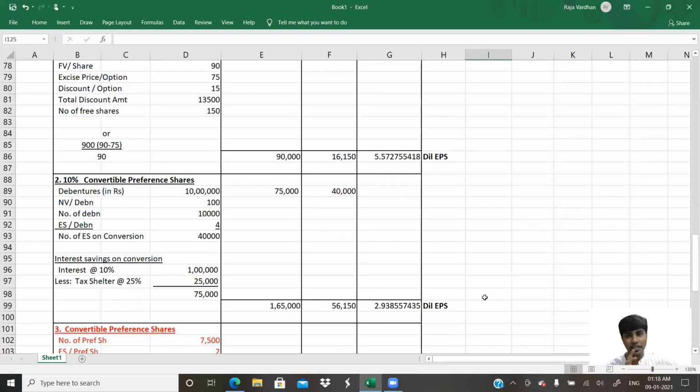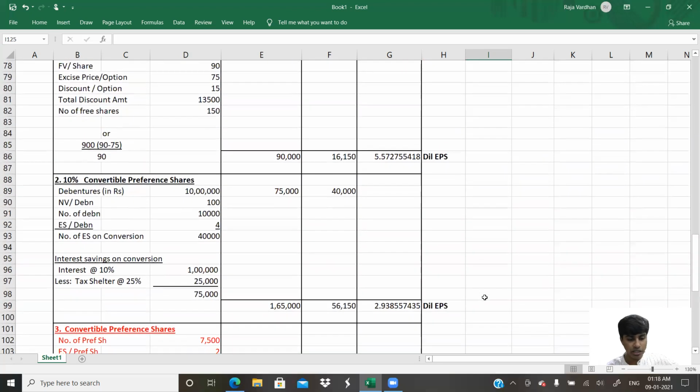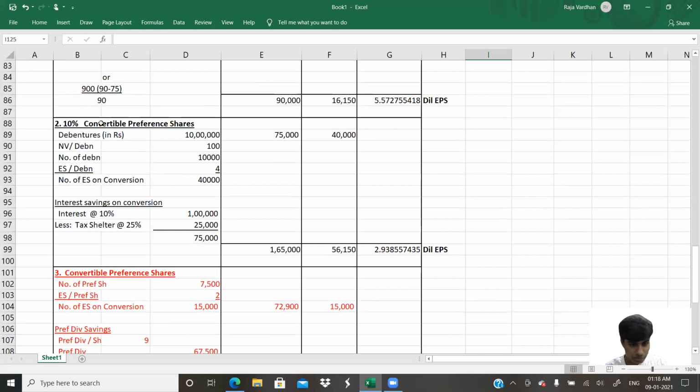Yeah. So 10% convertible preferences. So this, no. Before that, yeah, convertible. Ouch. This is convertible debentures. I typed it wrong. If it was a face-to-face class, all of you would have shouted, Sir, I missed that. Yeah, 10% convertible debentures.